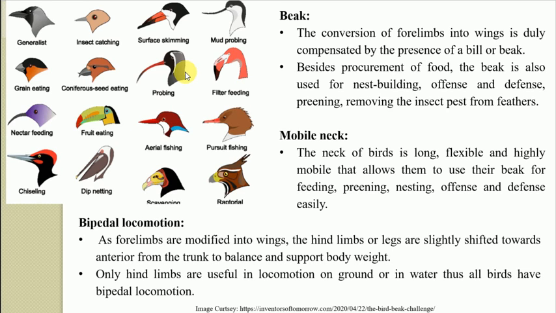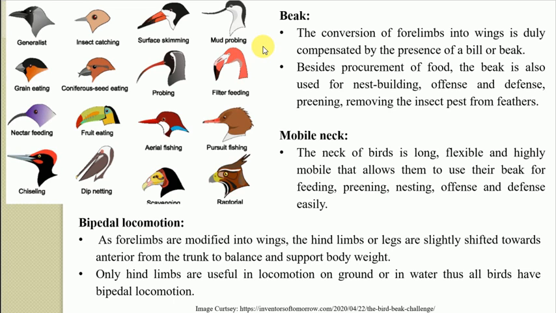So not only for food, many birds also show nesting behavior. For the purpose of nesting, whatever substratum they require to prepare their nest can be picked up with the help of the beak or bill only. So besides the procurement of food, the beak is also useful for nest building. In some cases, it is useful for offense and defense. It is also useful in preening, and removing insect pests from the feathers. So in this way, the beak can be variously modified for different kinds of purposes.